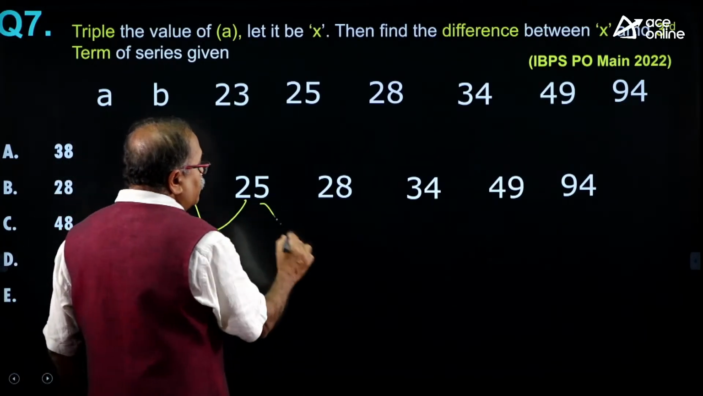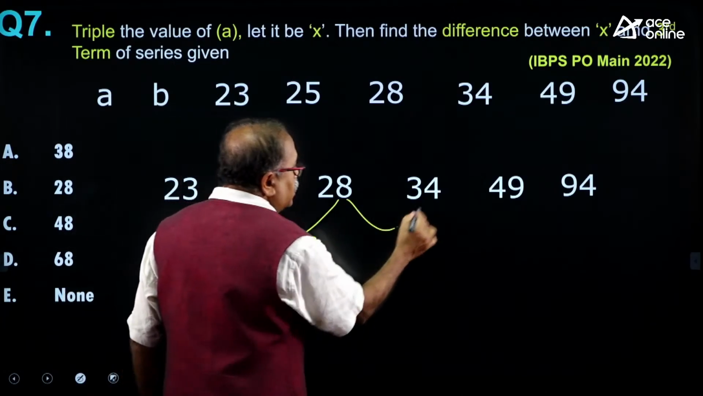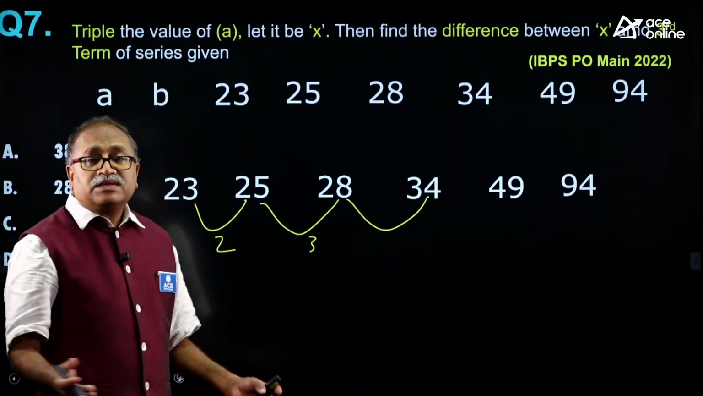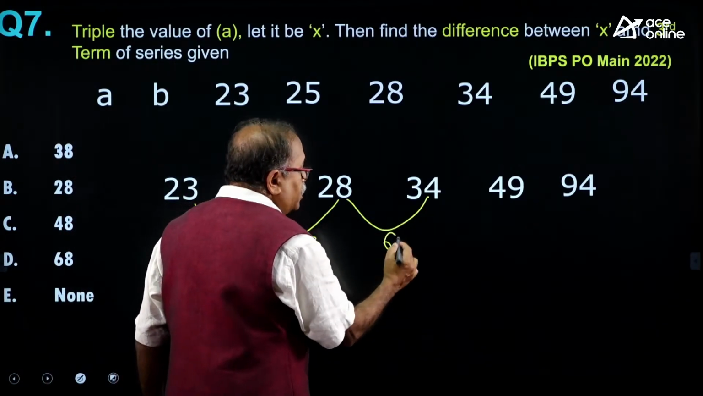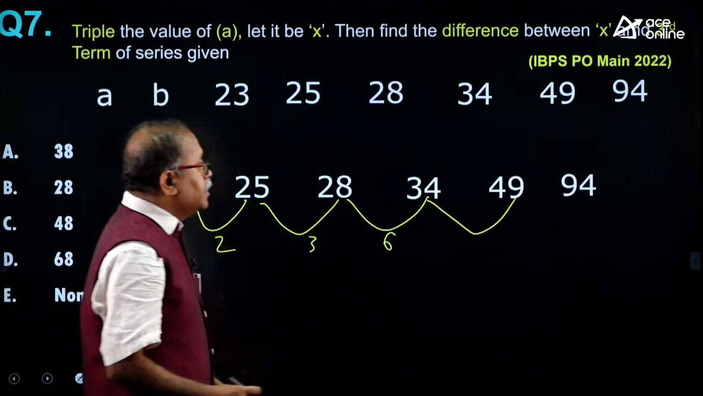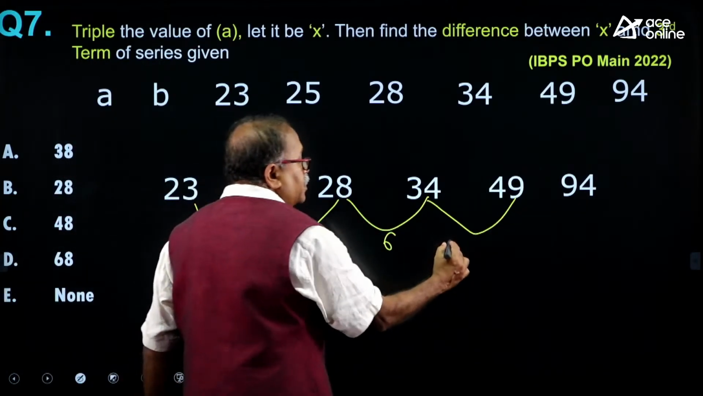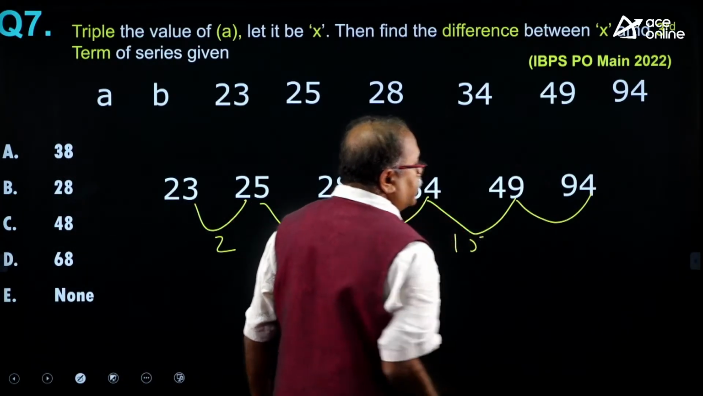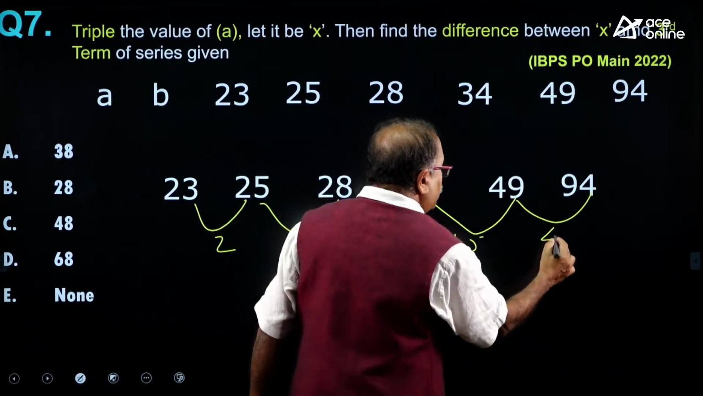Plus 2 is there, what is the addition? Plus 3 is there, what is the addition? Plus 6 is there, and what is the addition from here to here? That is 15 is there, am I right? And the addition from here to here, it is 45.